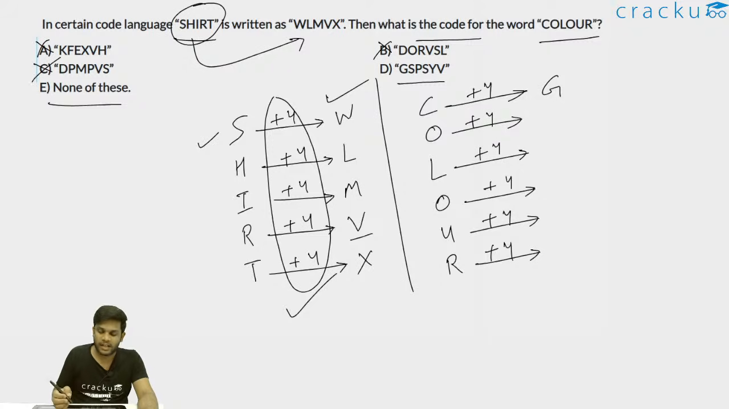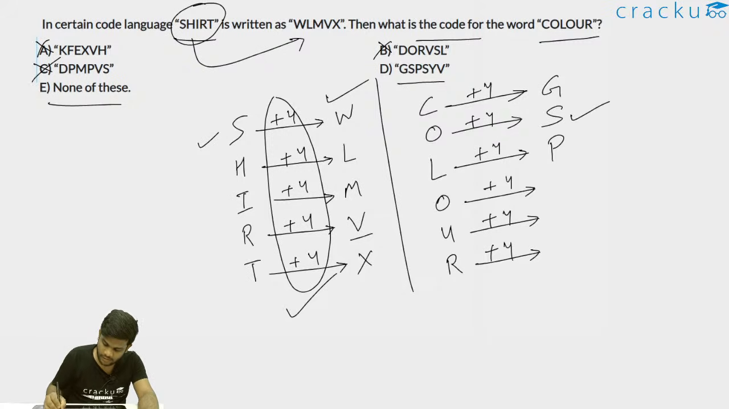So let's look at it. When you add 4 to O, after O it is P, Q, R and S. So it is S. For L, when you add 4, again you will get P. After L it is M, N, O, P.